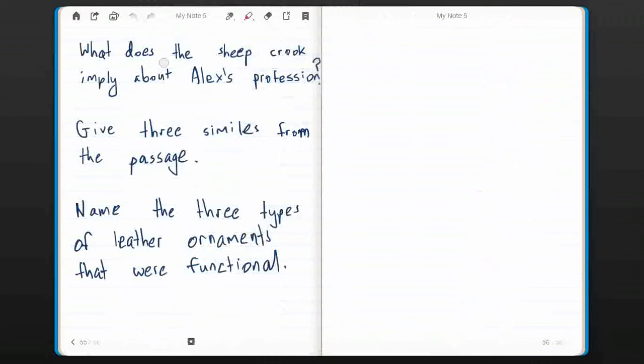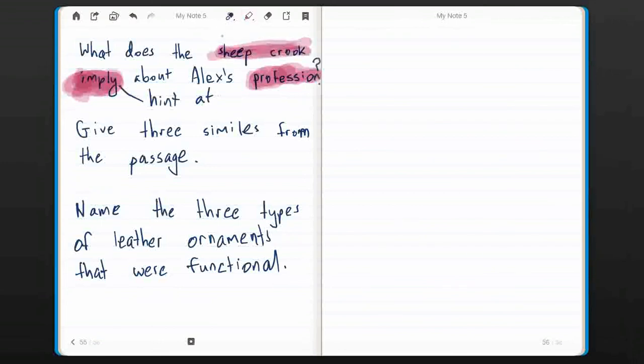The next one is, what does the sheep crook imply about Alex's profession? So we need to look at imply. Imply should be a word that you're getting familiar with as you prepare for your exams, especially if you're doing the 11 plus. The next word that you might be confused about is profession. Profession means job, okay? Imply means hint at, okay? So what does it hint at about his job? It might not tell us exactly what the job is, but it might hint at it, and it hints at it by telling us there's a sheep crook. So who looks after sheep? A shepherd. Okay, so that's your big clue, and there is your answer.